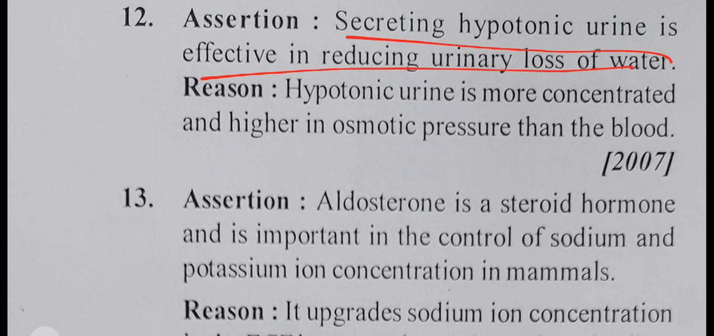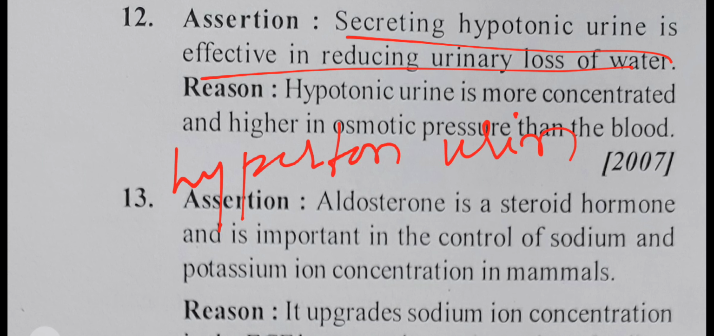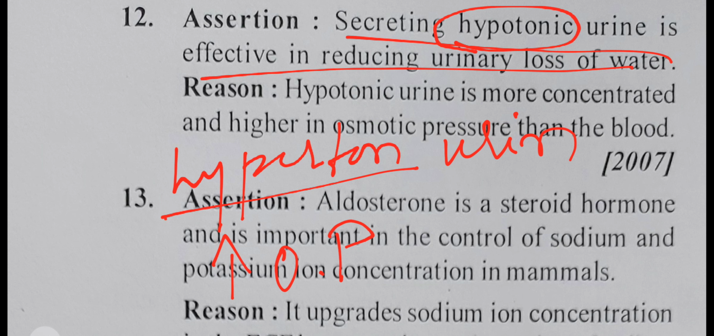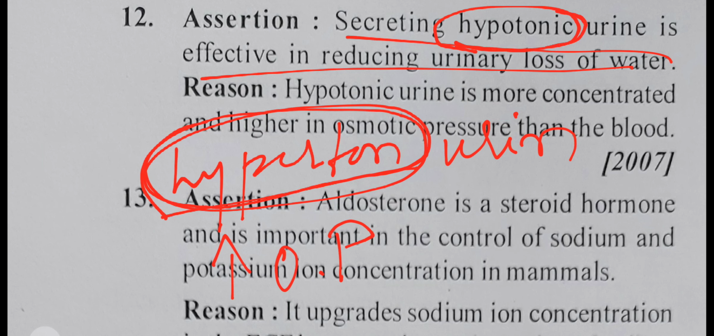Because only if it is hypertonic urine, what happens? It leads to higher osmotic pressure than the blood, therefore it helps in reducing loss of water. If the condition is hypertonic, it will help in reducing loss of water within urine, but in case of hypotonic it will cause a lot of loss of water. So the assertion, the statement, is false.